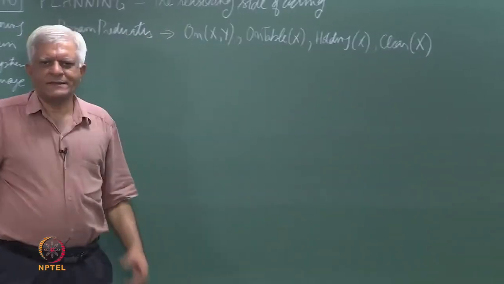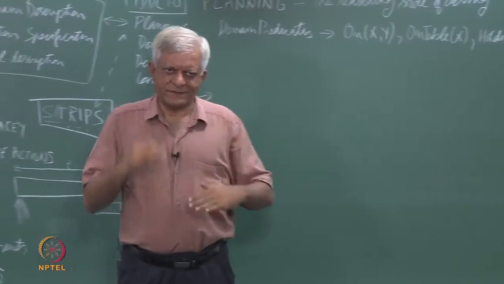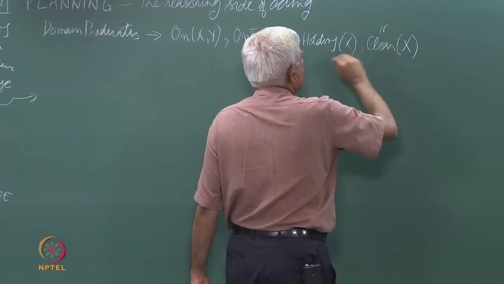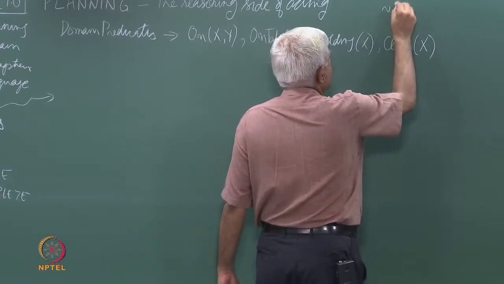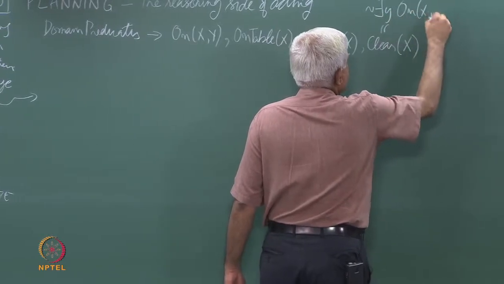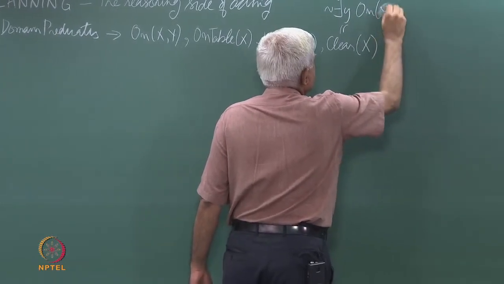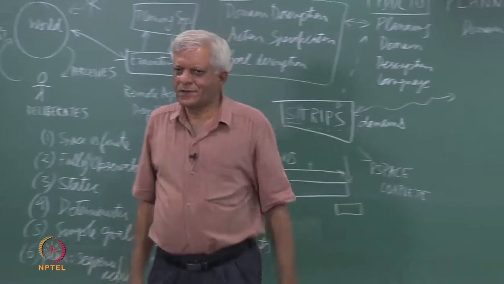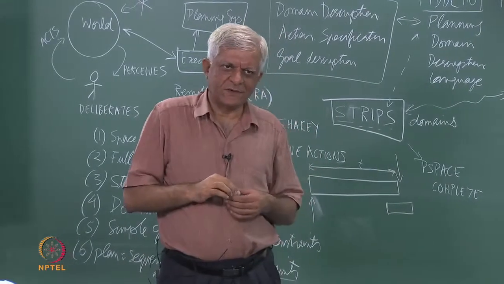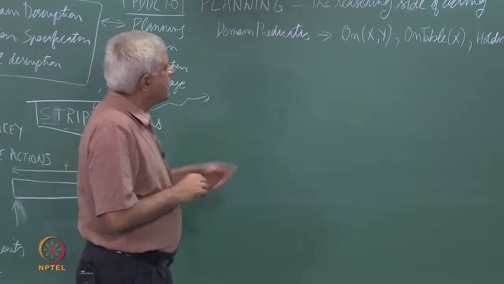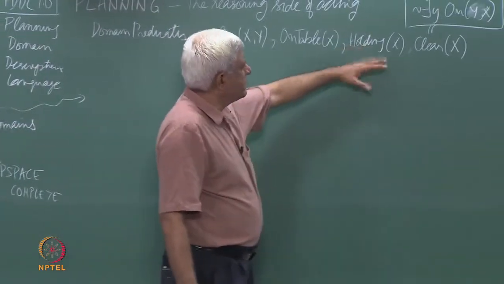Clear(x) says that there is nothing on top of x essentially, which is a kind of short form for saying that it is not the case that there exists a y such that on(y, x). We will look at first order logic a little bit later in the course, in case you are not familiar with the language. So, on(x, y), ontable(x), holding(x), clear(x). So, these are the four.